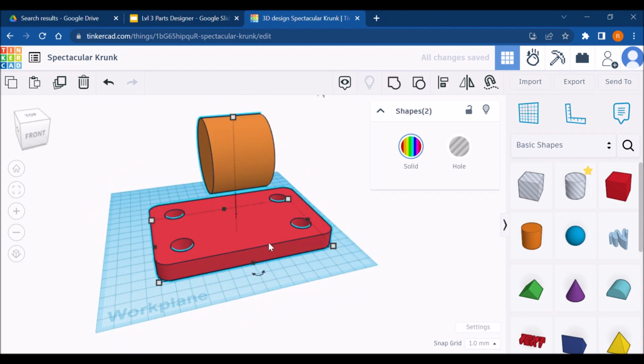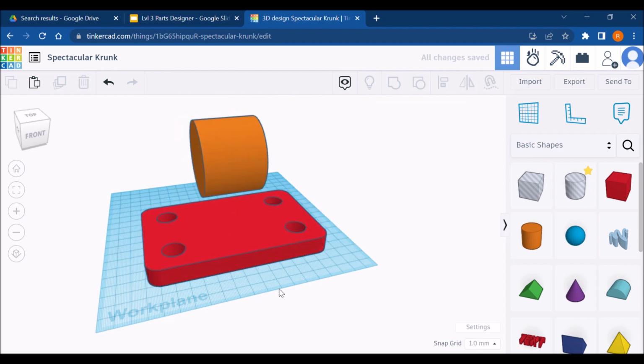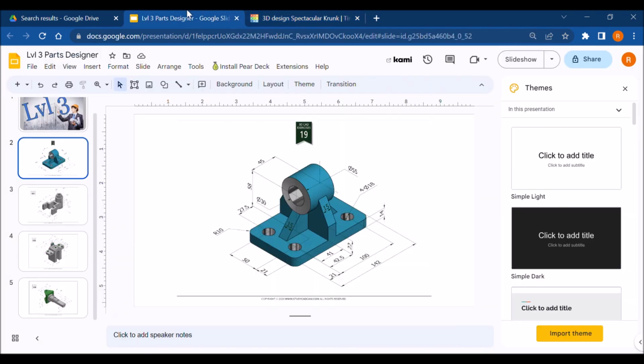I think we can group these guys together. Yeah, thankfully. All right, we can always ungroup them later.